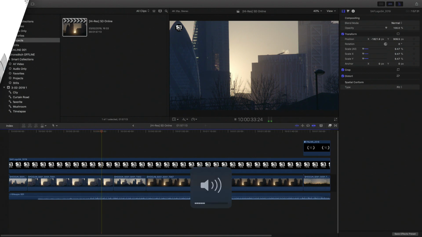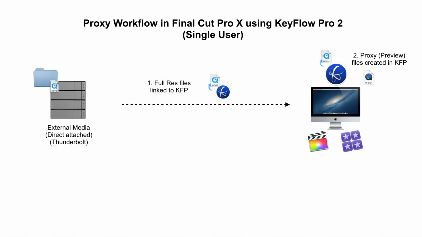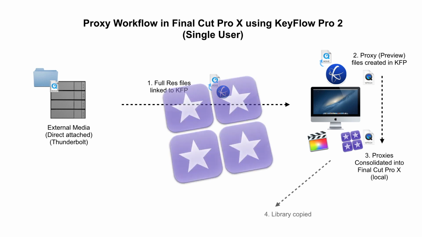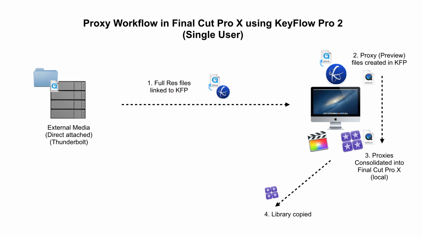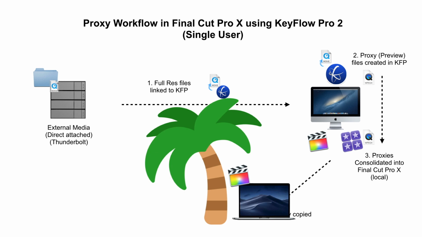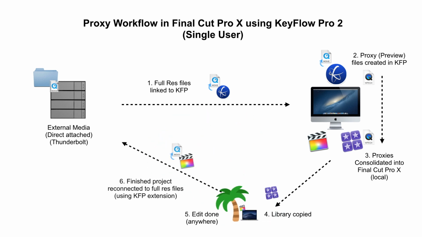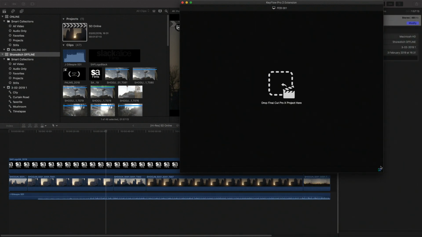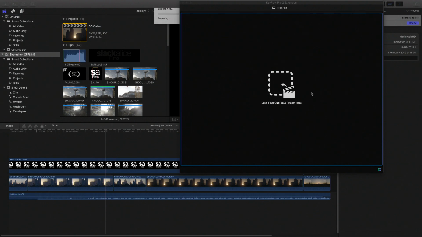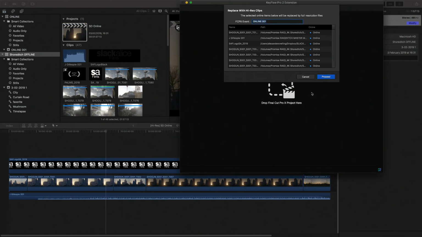So just to recap, you start in KeyFlow Pro, you send your files to Final Cut Pro, you consolidate your library to make sure that everything is in it, you make your cut, and once we're back in the online edit suite, we click this little bottom right box. It's an amazing workflow. I've tested it in various scenarios.